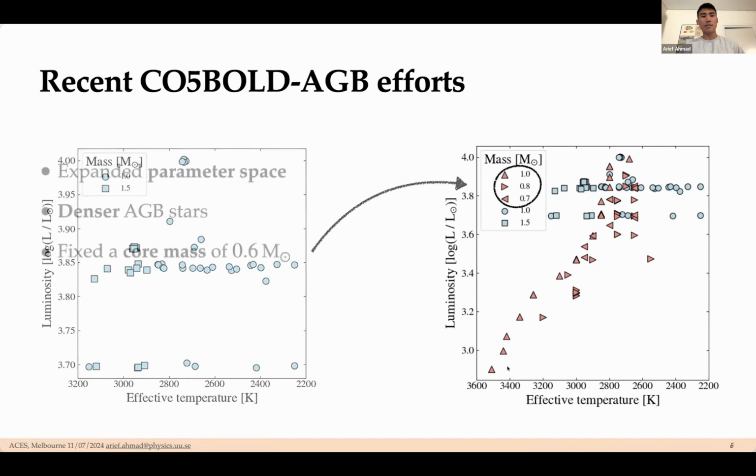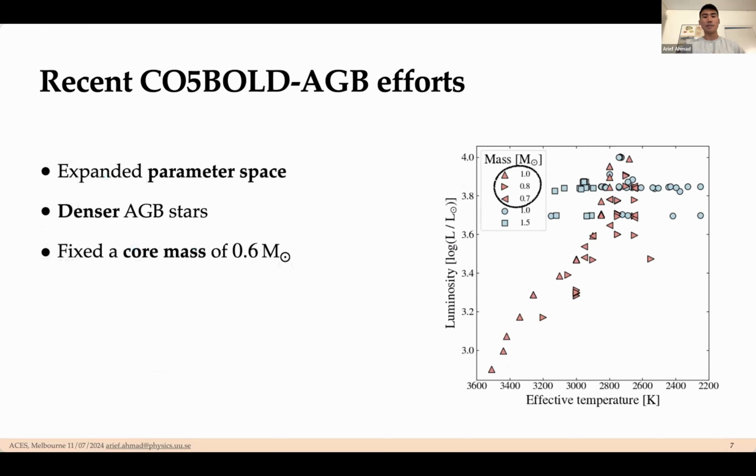you can see we are explicitly trying to expand the parameter space. In this case, we are intentionally going towards denser AGB stars, so lower luminosity and higher effective temperature stars. And after a brief investigation, we decided to fix a core mass of 0.6 solar mass. So this is the mass of the white dwarf in the center of the star.